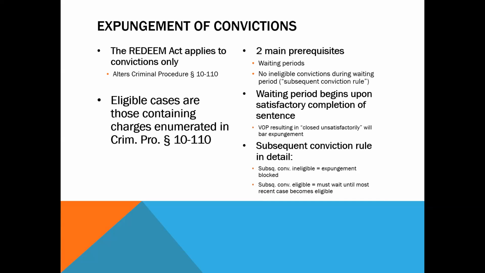If the subsequent conviction is itself eligible, you essentially just go into a situation where you're waiting for the waiting period of the more recent case to come up, and when that waiting period ends, any eligible cases that happened beforehand become eligible. And the statute does say becomes eligible. In other words, you need not expunge the subsequent conviction before the older ones become eligible. You can file all petitions simultaneously for cases that are eligible.